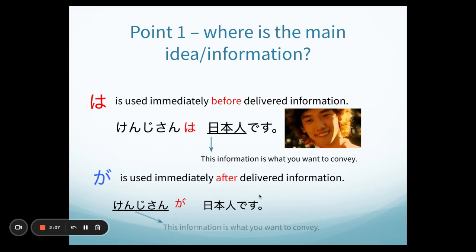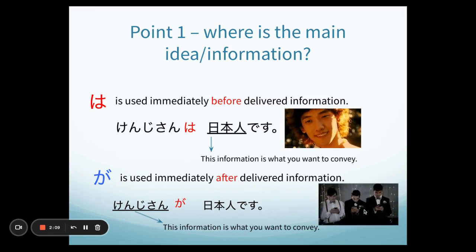Versus, let's say you have multiple guys in front of you, or in a room with a lot of guys. And then the topic is Nihonjin. Who's the Japanese guy here? And Kenji is the most important information. So ga basically points at Kenji-san.